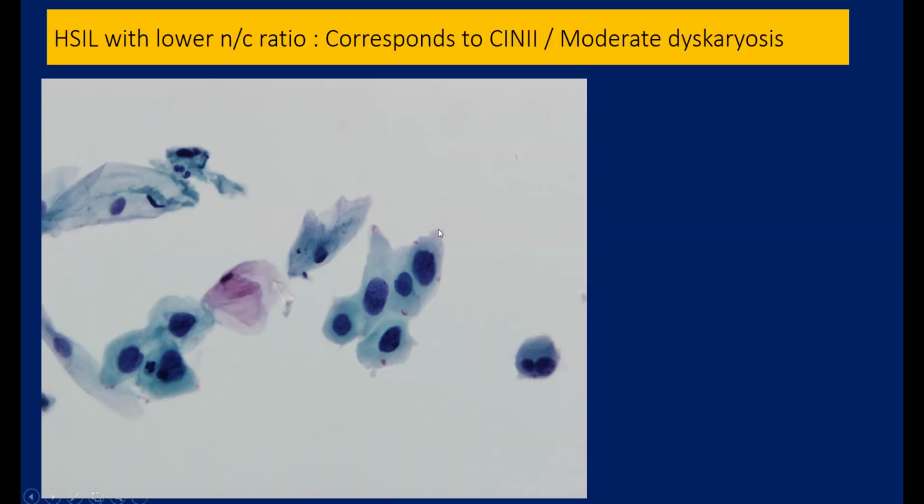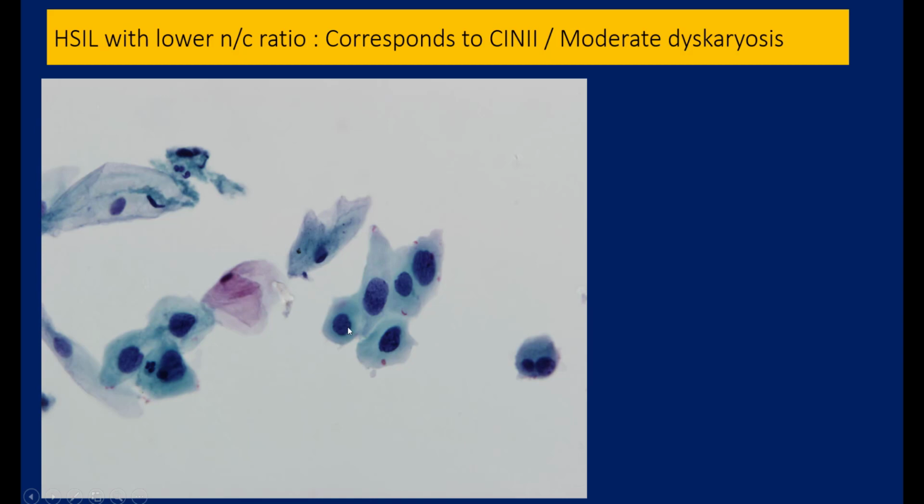Right. Now here I would like to show something else. In certain situations, the amount of cytoplasm in HSIL cells is a little bit more than what we have seen so far. So this shows a moderate amount of cytoplasm, otherwise metaplastic cells. This is what corresponds to CINII or moderate dyskaryosis if you are using that system, right? So in the Bethesda system, CINII, moderate dyskaryosis, and CIN3, severe dyskaryosis, are clubbed together under the same phrase, HSIL. So if you have a HSIL which corresponds to CIN2, we are going to have cells with more cytoplasm.